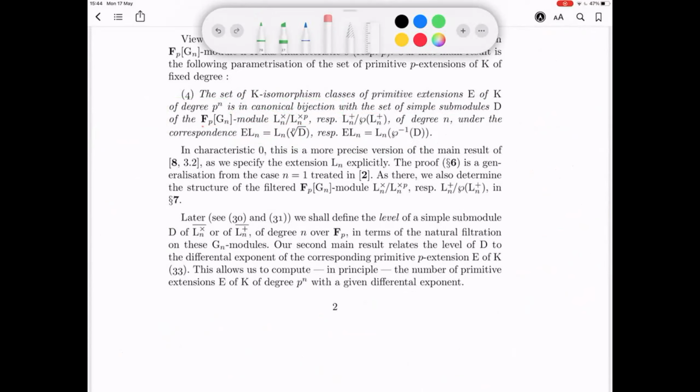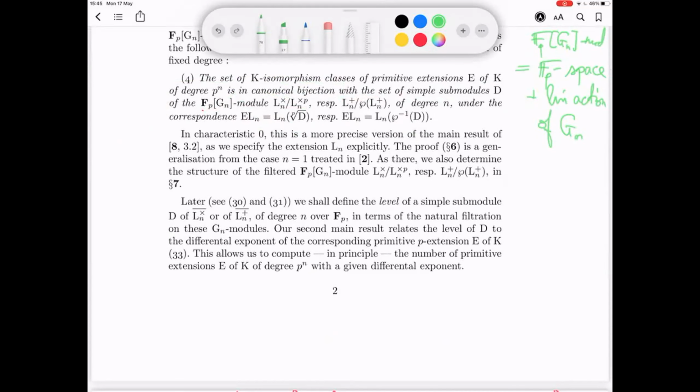So you know what an FPGN module is. That's the same as a finite dimensional vector space over FP, together with a linear action of the group Gn. I'm assuming that you know what is meant by the action of a group on a vector space. It's just a homomorphism of that group into the group of automorphisms of that vector space, so GL of that vector space.